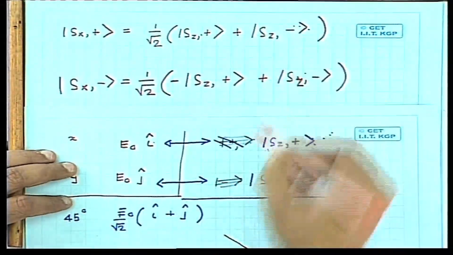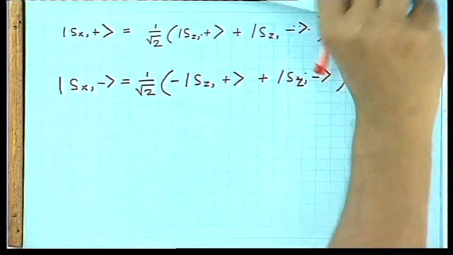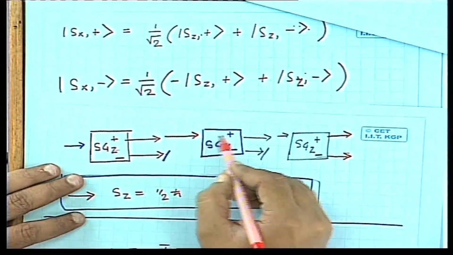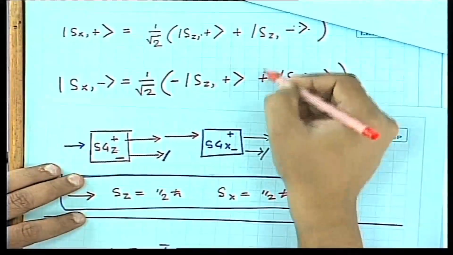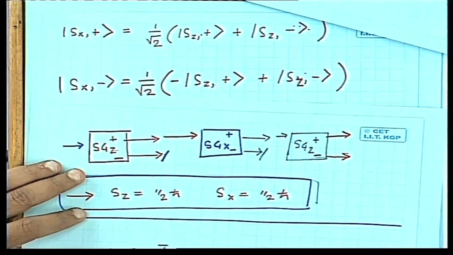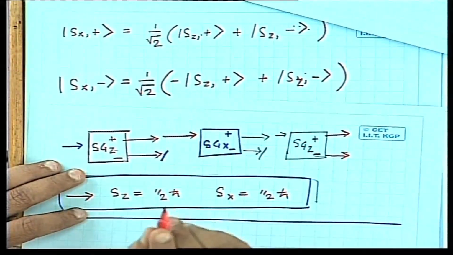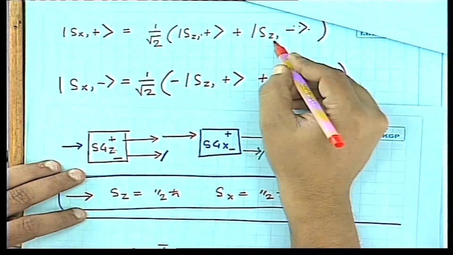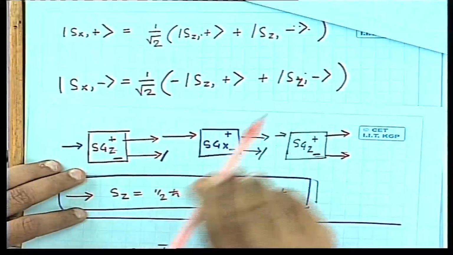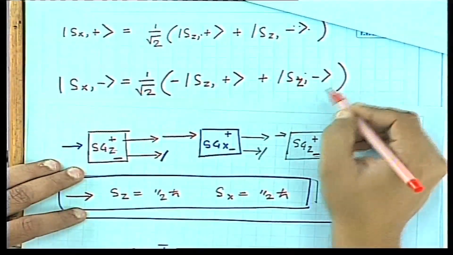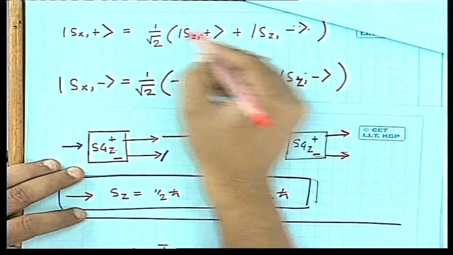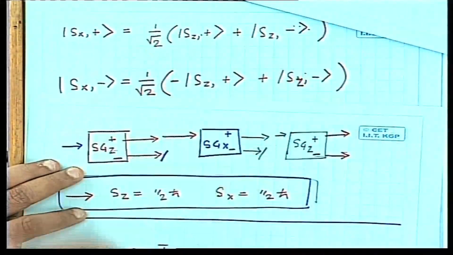So if I make a measurement of the x component of the spin, the resulting thing which comes out will be either this or this. Now if I make a measurement of the z component of the spin again, suppose I take this part, which has got spin plus along the x-axis. I don't take the particles which have got spin minus along the x-axis. I only take the particles which have got spin up, which I am representing by this vector.